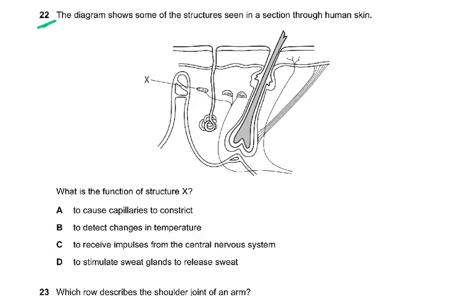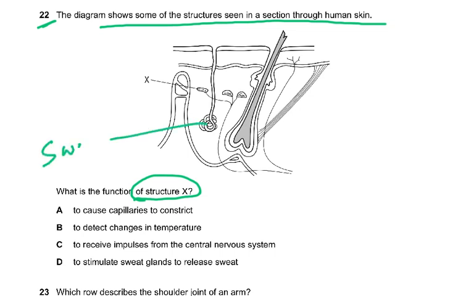Another difficult question. The diagram shows some of the structures seen in section through the human skin. What is the function of structure X? Well, if you know the function of X, this is of course the sweat gland. So if I label this, what is the function of the sweat gland? You know it is when you are exposed to heat. If you enter this room and it is very hot, then the sweat production starts.